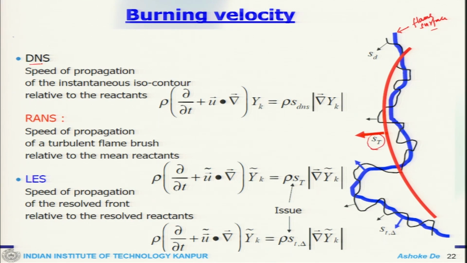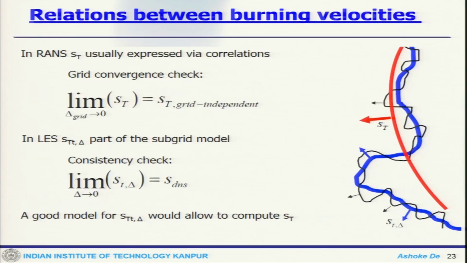So, for DNS, it is the speed of propagation of the instantaneous isocontour relative to the reactants. So, that is the speed of the flame front. In RANS, it is the speed of propagation of the flame brush relative to the main reactant, that is the turbulent burning velocity, and in LES it is also relative to the resolved. Now, in RANS and LES, this is an issue: how we get the closure for the turbulent flame speed, because that requires some calculation.